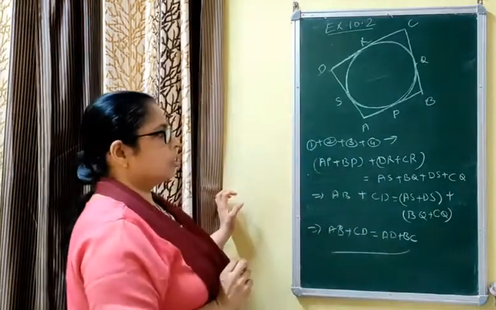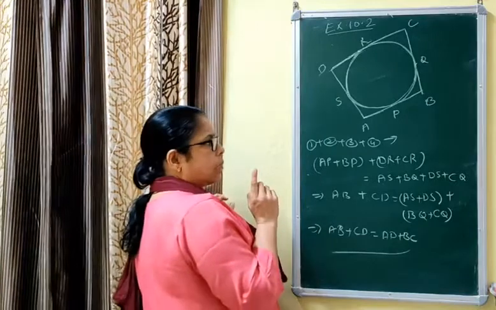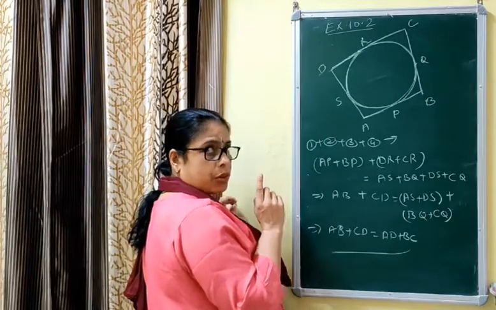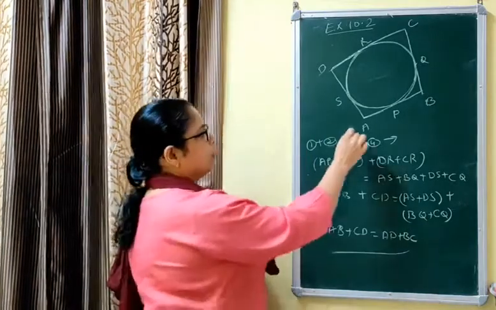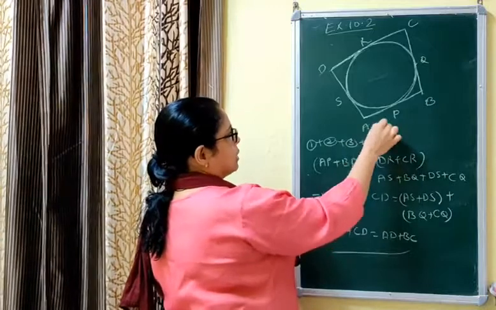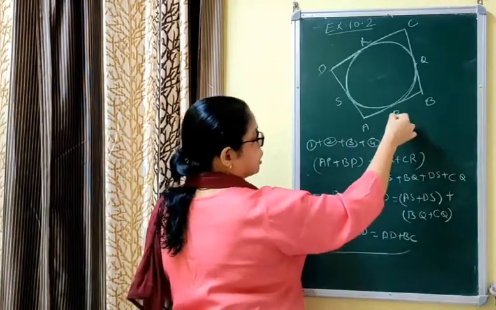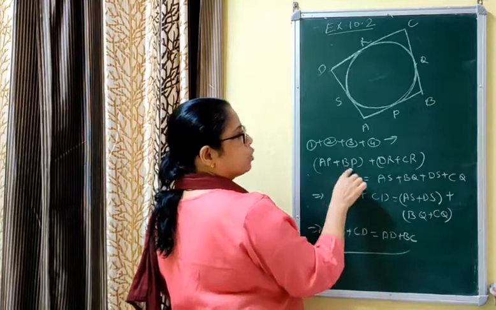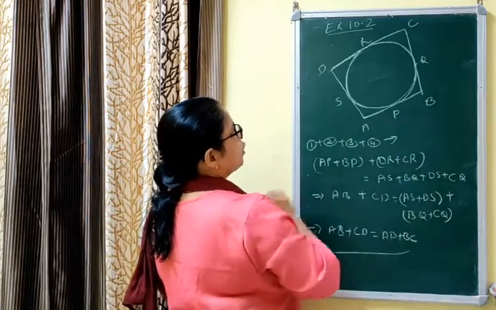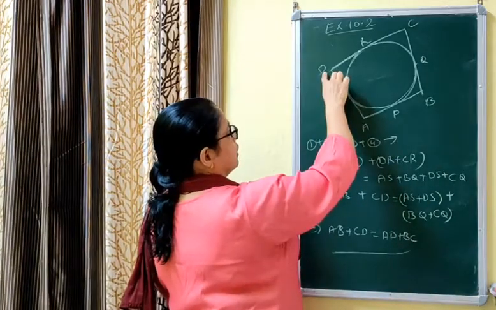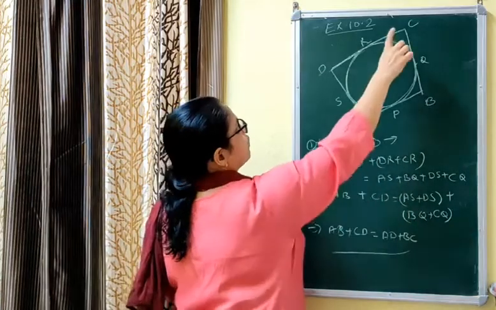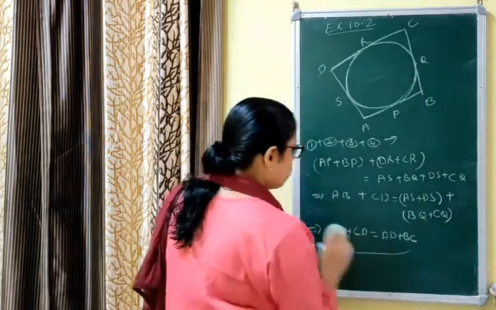That means in this question you have to use theorem number 2, that is, the lengths of tangents drawn from an external point to a circle are equal. We have taken tangents from A: AP equal to AS, from B: BP equal to BQ, so that by adding these you will get AB. From D, DR equal to DS, from C, CR equal to CQ. Then you have to add the equations.